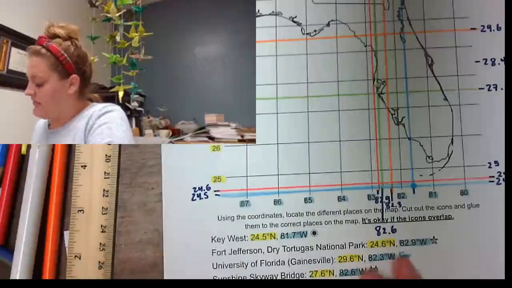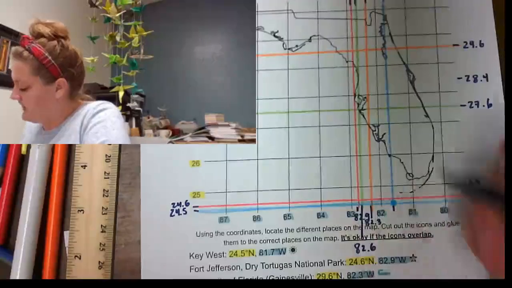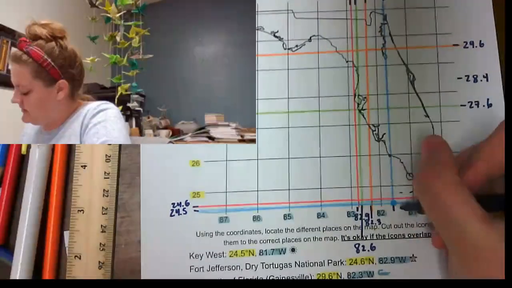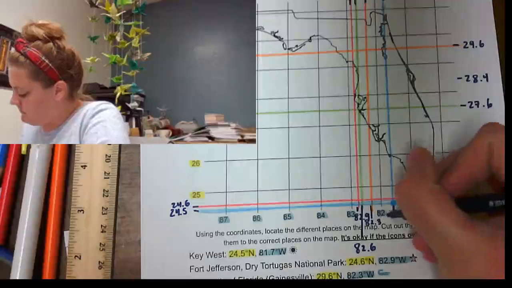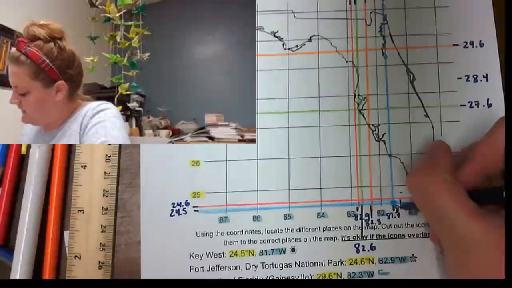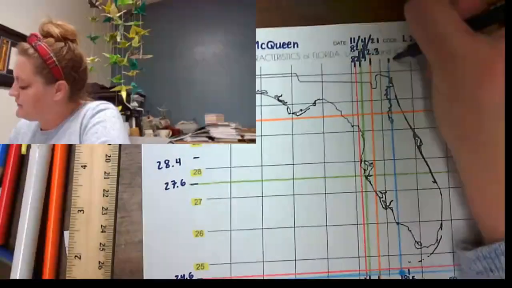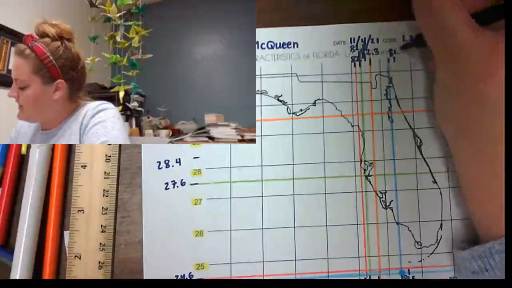Then it says 81.5 degrees west. We have already drawn 81.7 back when we did Key West. 81.5 would be a little bit over from that. 81.5.